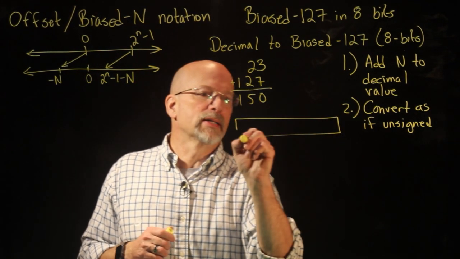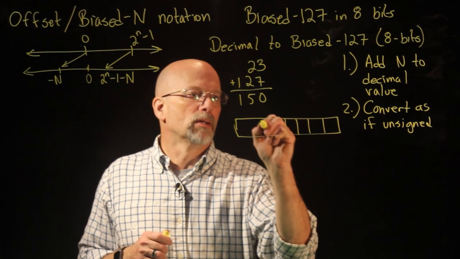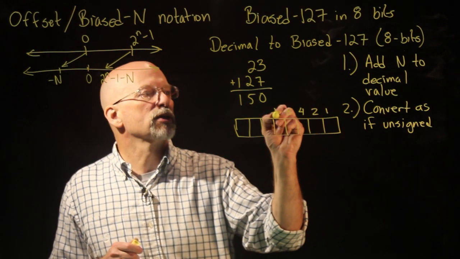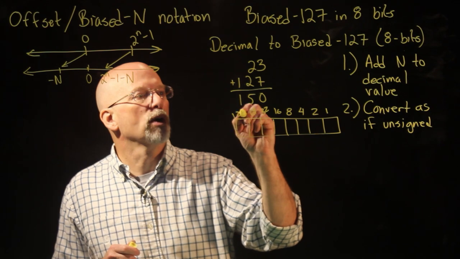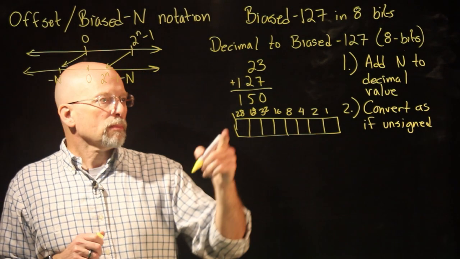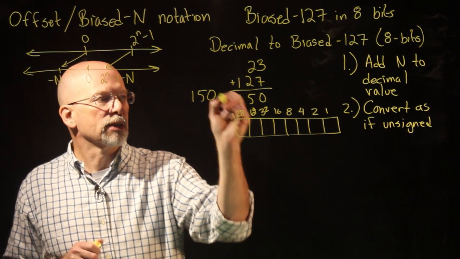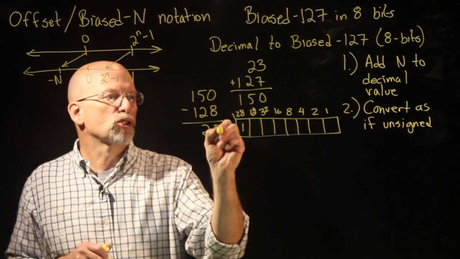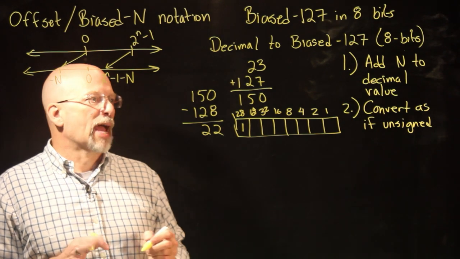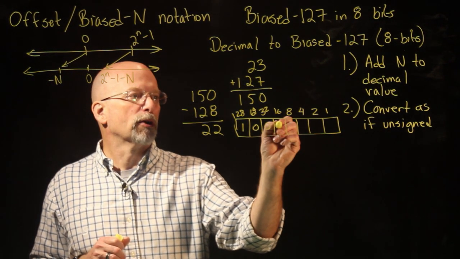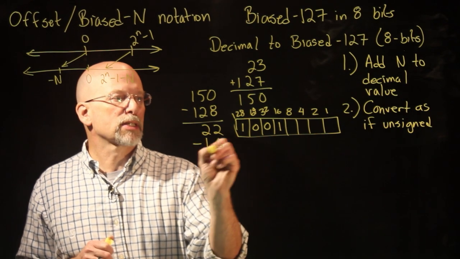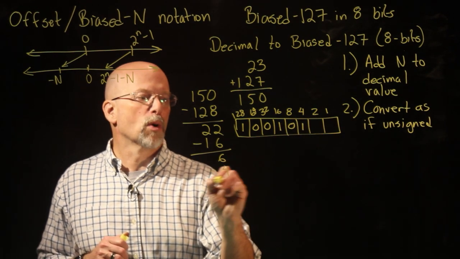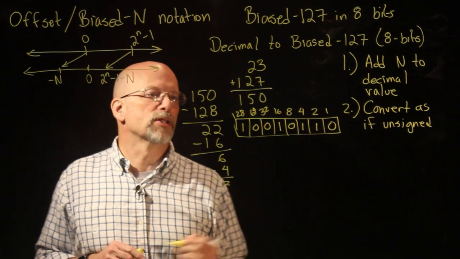So let's go ahead and do what I did earlier with our little diagram of our 8 transistors. So this is the ones place, 2, 4, 8, 16, 32, 64, and 128. All right, now, there is a 128 in 150. So we'll put a 1 in that transistor position and pull out 128. What that leaves us with is 22. Now, there's no 64, there's no 32, but there is a 16. So we pull out 16, we're left with 6. There's no 8, but there is a 4. Pull out a 4. We've got 2 left, so there is a 2 and there is no 1.